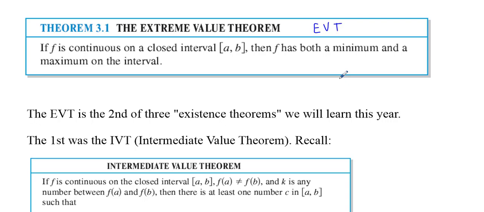What happens if they ask us to find the maximum value of a function over some closed interval, but that function is not continuous? Then you say, good luck. Can't do it. EVT does not apply. I cannot guarantee a maximum value nor a minimum value on that closed interval because it's not continuous, right?